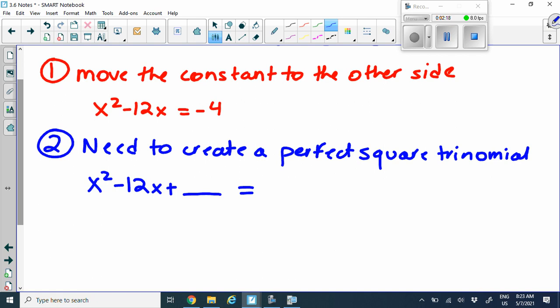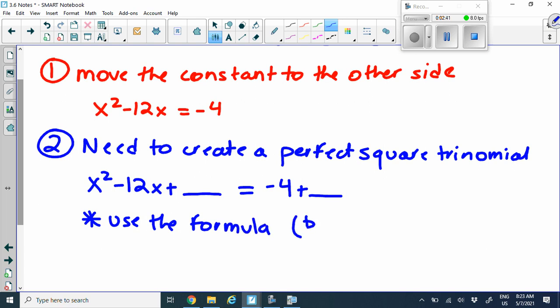Now, there's that saying, what you do to one side, you've got to do to the other. So I'm going to have negative 4 plus that same number as well. So how do I know what value we plug in? Well, we will have to use a formula. The formula we're going to use is b divided by 2 squared. Now, what does that b represent?